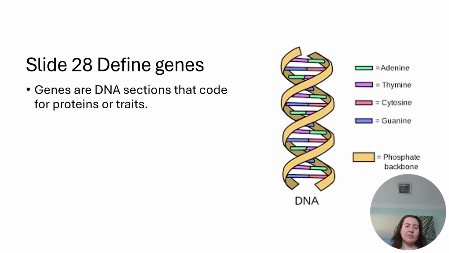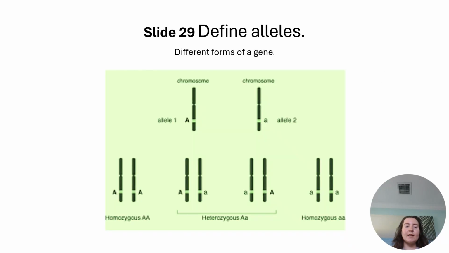28. Define genes. Genes are DNA sections that code proteins or traits. And then there's all the lovely DNA sections I created. 29. Define alleles. Different forms of a gene. And you can see in the picture that there's all these different alleles and their types.